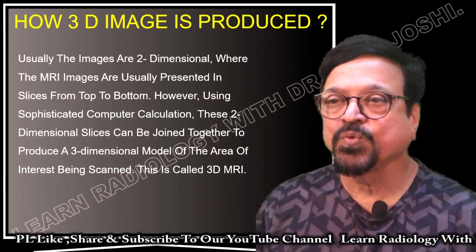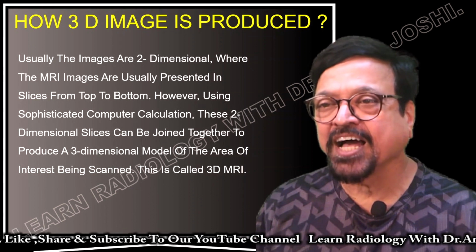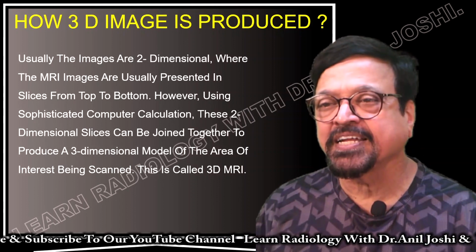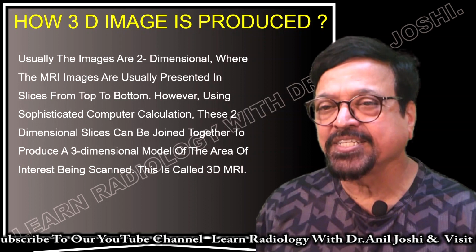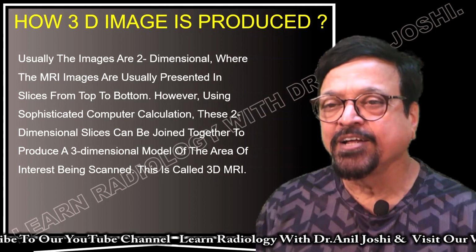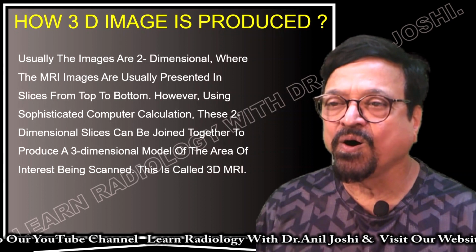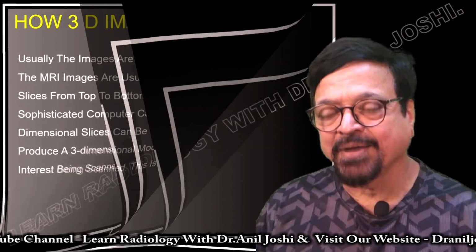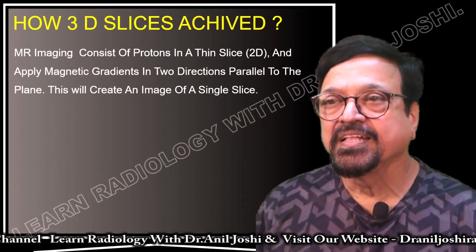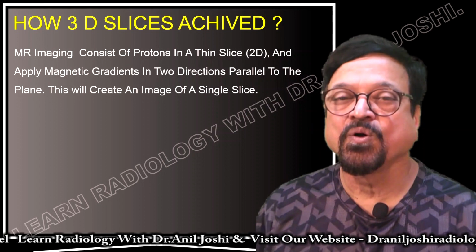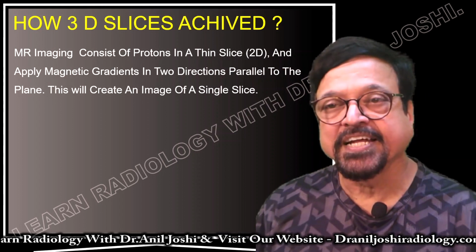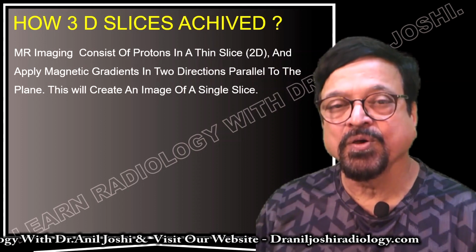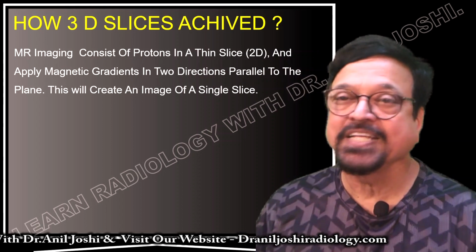Usually, the images are two-dimensional, where the MRI images are usually presented in a slice from top to bottom. However, using sophisticated computer calculation, these 2D slices can be joined together to produce a three-dimensional model of the area of interest being scanned. This is called a 3D MRI. Now, how are the slices achieved? Okay, you have got volume data. Volume data can be obtained by two methods, we will see it subsequently. But you have to obtain the volume also and you have to retrieve it also. Let us see how it is done.